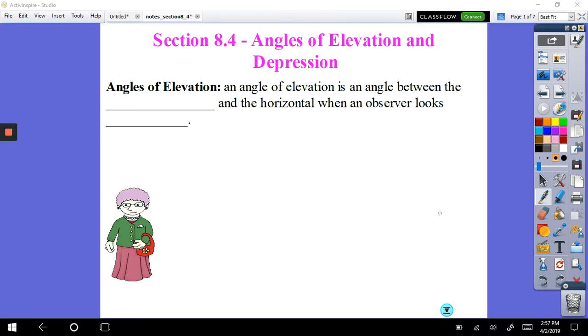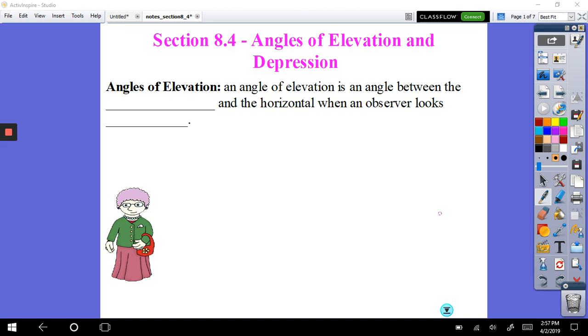All right, so I'm not able to be with you guys today. So we have a recorded lesson, and I'm going to go over angle of elevation and depression. And we're going to use the same 4 steps for solving the trig problem that we did yesterday.